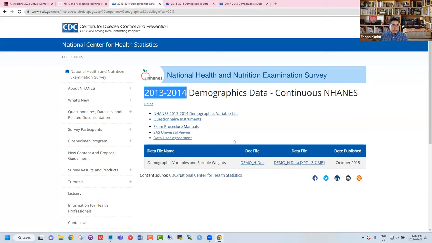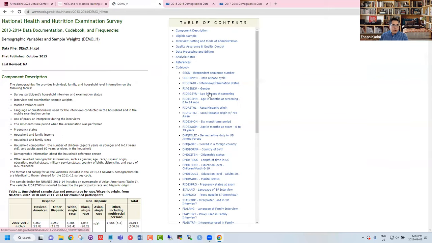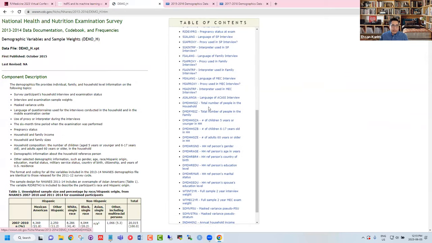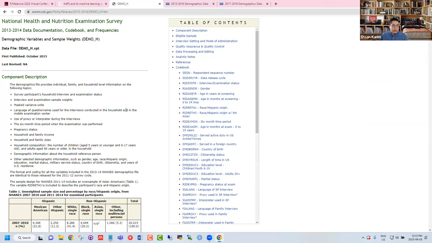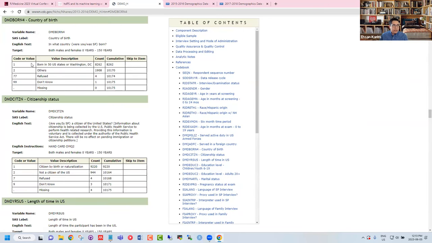In terms of the data dictionary, you can simply go to this doc file and see all of the different variables that are being collected within the data source. And if you want to know more about a particular variable, say, for example, country of birth, if you just click on it, you can see the categories based on which they were collecting the information.